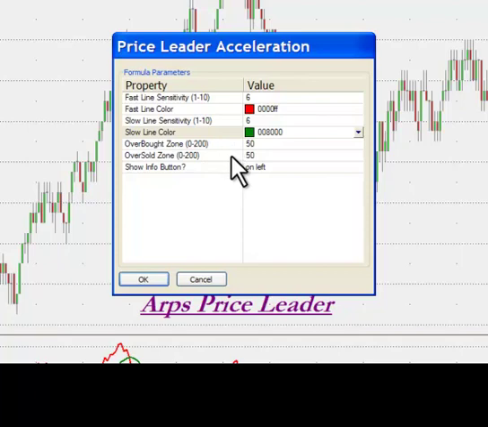The overbought zone and oversold zone inputs enable the user to create either extreme overbought and oversold thresholds on the subchart and use the tool like many other oscillators, or to use the default settings of 50 in order to create a center line on the chart.